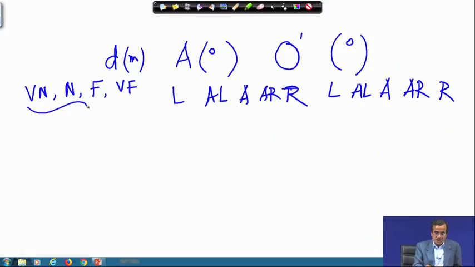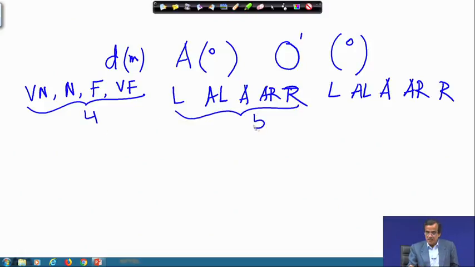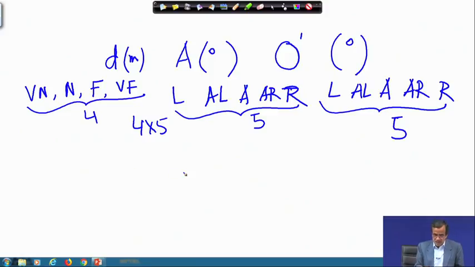So, there are 4 linguistic terms for distance, 5 linguistic terms for the angle input, and 5 linguistic terms for the deviation. Now, 4 multiplied by 5, there will actually be 20 rules. How to design that particular database and the rule base, that I am going to discuss. To design this, I am just going to show the membership function distribution for the distance, that means the membership function distribution for very near, near, far and very far.